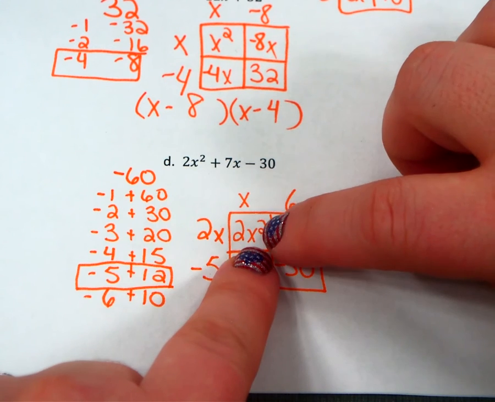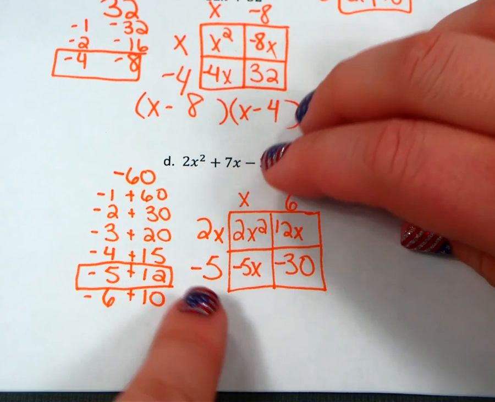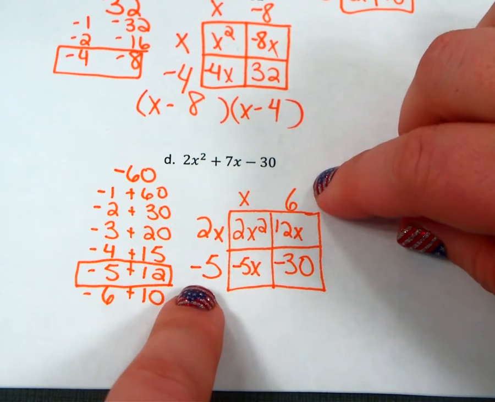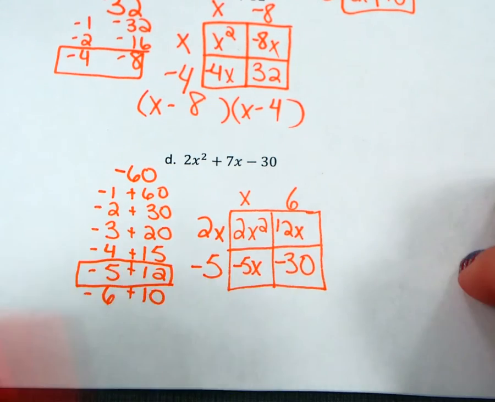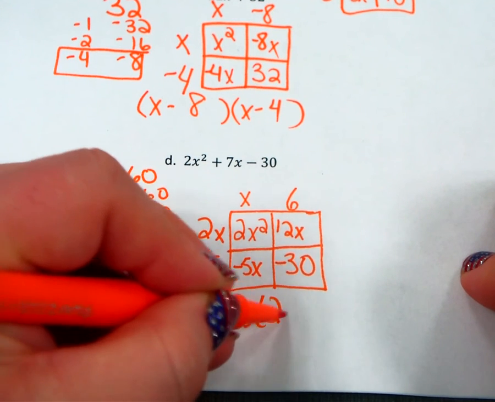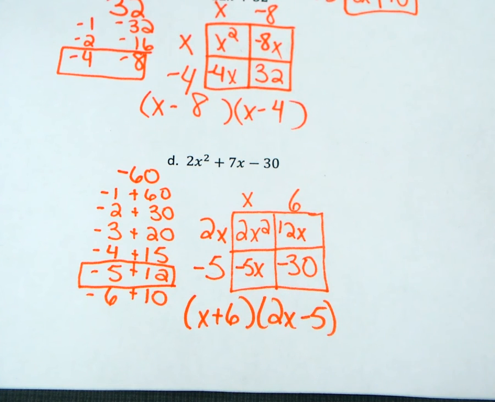X times 2x gives me 2x squared. 2x times 6 gives me 12x. X times negative 5, negative 5x. Negative 5 times 6, negative 30. So my factored answer is x plus 6, 2x minus 5. If the directions say to factor, there should be parentheses in your answer.